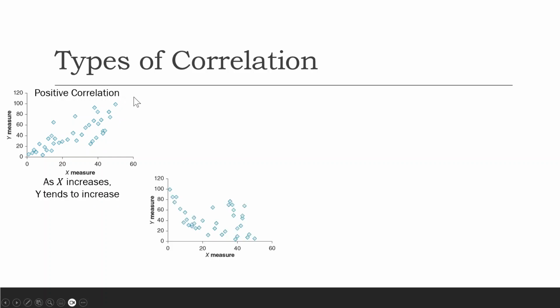In this example, we have, in general, the opposite scenario. That means we have a negative correlation. As x increases, or from left to right on that graph, the y values are tending to get smaller. And so we'll say that y tends to decrease when we have a negative correlation.